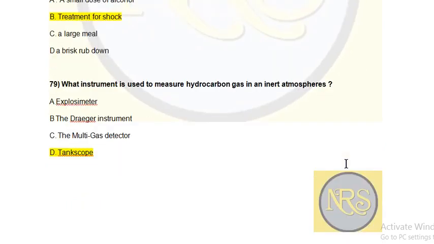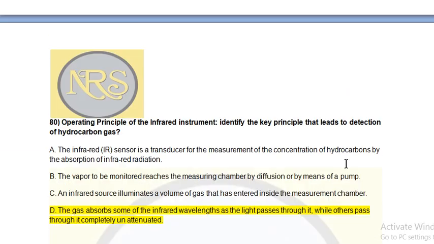Question number 79. What instrument is used to measure hydrocarbon gas in an inert atmosphere? Option A, explosive meter. Option B, Dragon instrument. Option C, multi-gas detector. Option D, tank scope. The correct answer is option D, tank scope. The tank scope is an instrument which can be used in an inert gas atmosphere also.